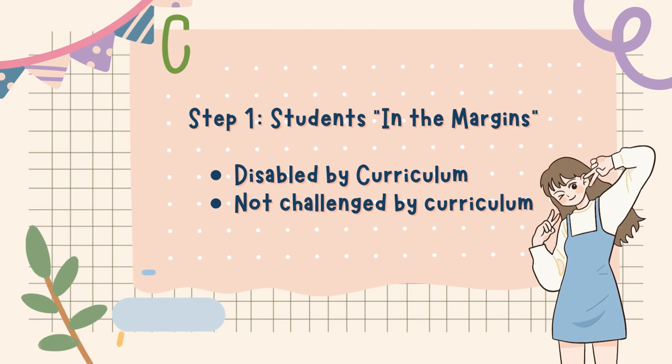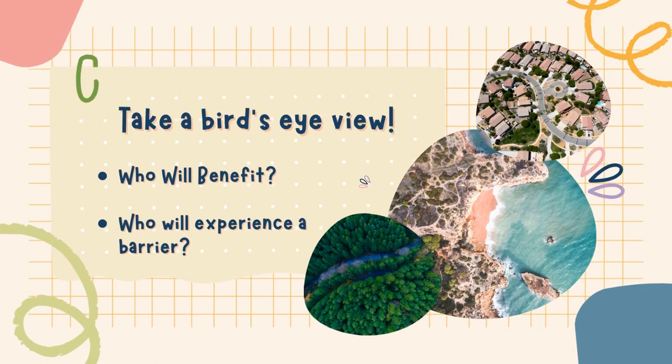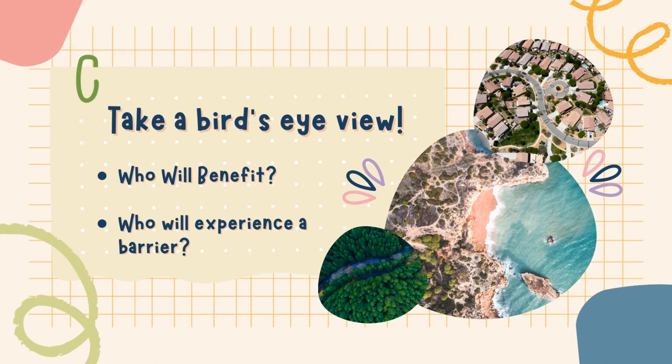To begin the planning process, look at a lesson or unit that you have traditionally designed and consider your students who are in the margins. These are students who would be outside of our perceived view of average, either disabled by or not challenged by the curriculum. Next, take a bird's eye view of what you have planned and ask yourself which students will benefit and which students will encounter a barrier with how you have traditionally taught this unit.